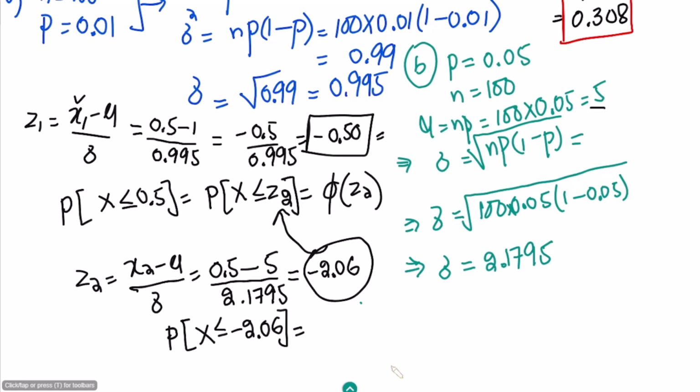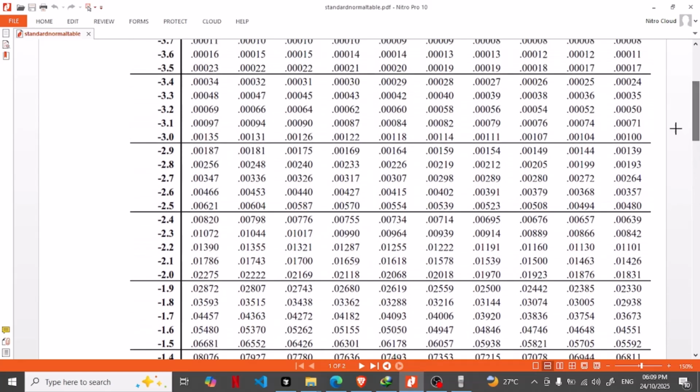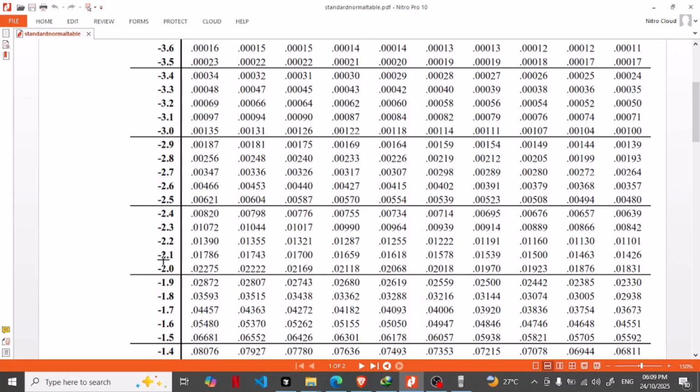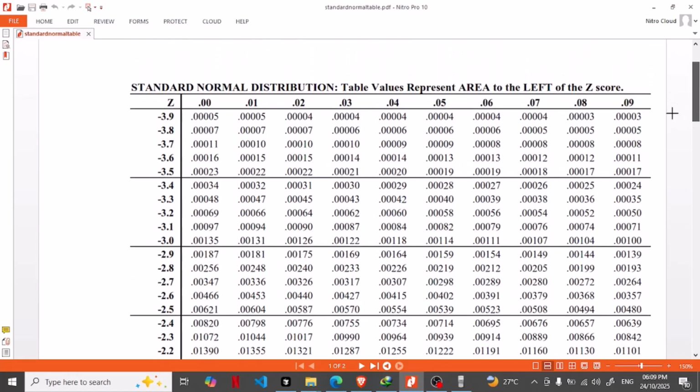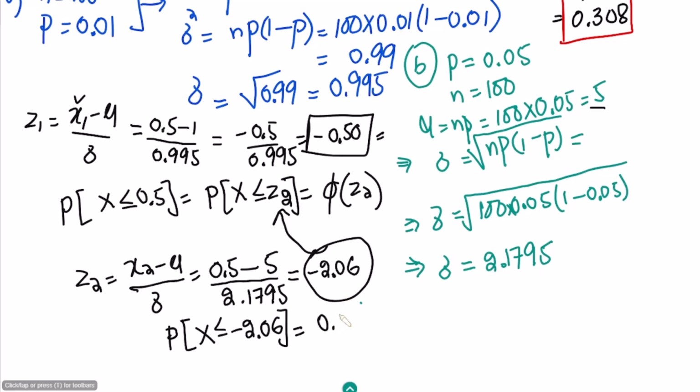Using the similar table, we need to find minus 2.06. Minus 2.0 is here, and for 6 we have the 06 column, so the value is 0.0197. That is the solution of part B of our question.